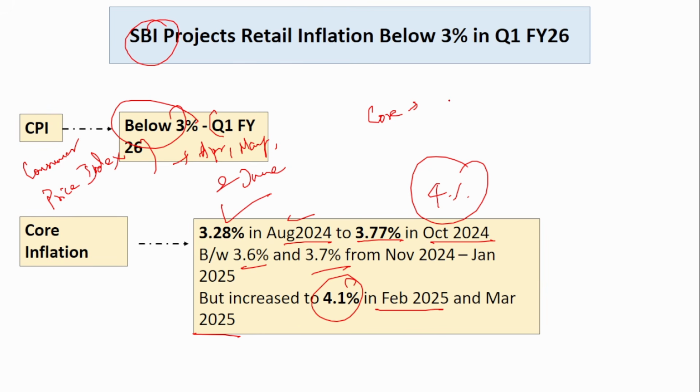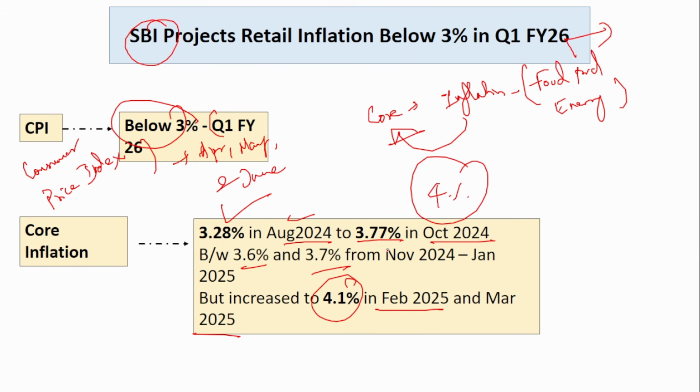What is core inflation? When you subtract very volatile items, that is, food products and energy, that is, fuel, from the inflation, then you arrive at the core inflation. These are very, very volatile, and that is why we calculate something called core inflation. The core inflation was well below 4% in August to November 2024, but unfortunately it increased to 4.1%, that is, more than 4%, in February 2025 and March 2025.